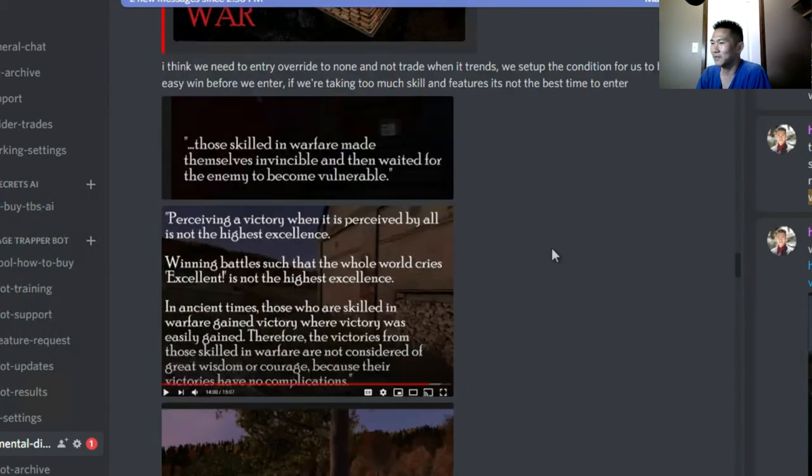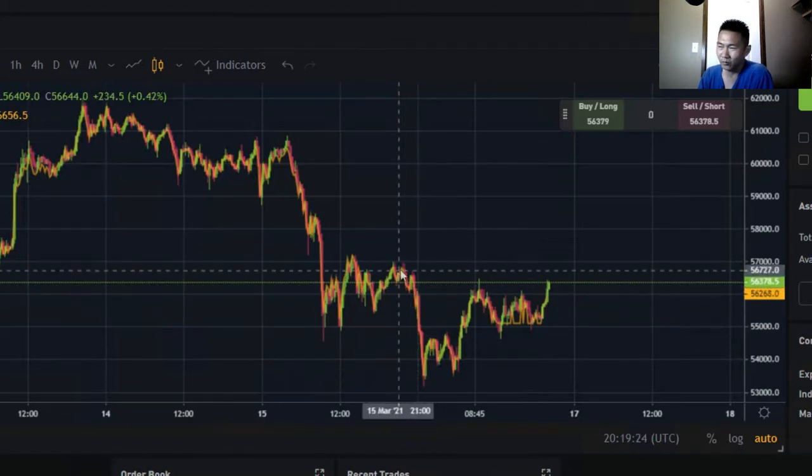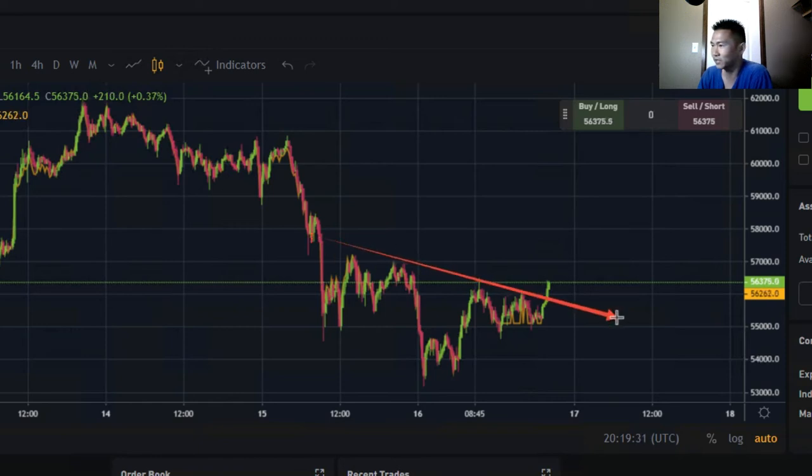So the condition that we have, and I think we're using this one right now: a victorious army first obtains the condition for victory, then seeks to do battle. A defeated army first seeks to do battle and then obtains a condition for victory. Okay, so looking back, we're going to make sure that we know we're strong, which is another thing. We're strong in sideways. So we've got to find the right conditions. If these conditions are right and it's sideways, we're going to stay.